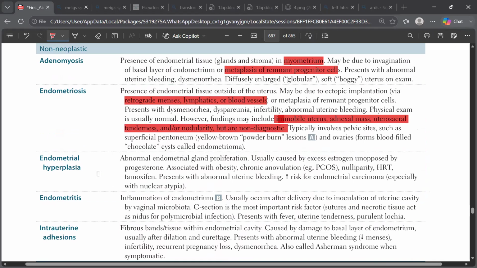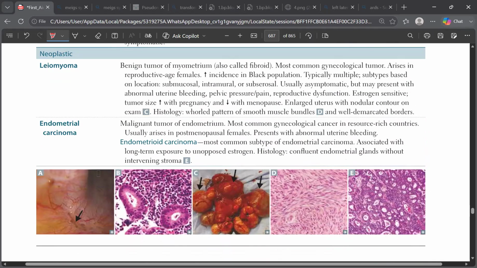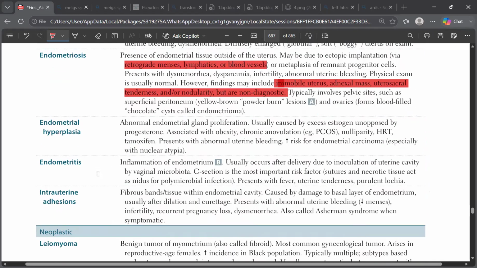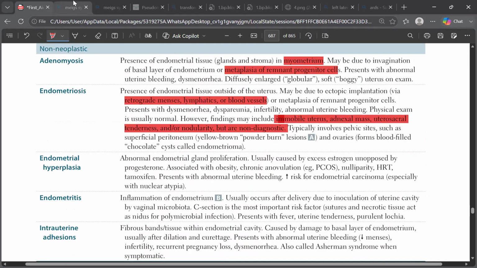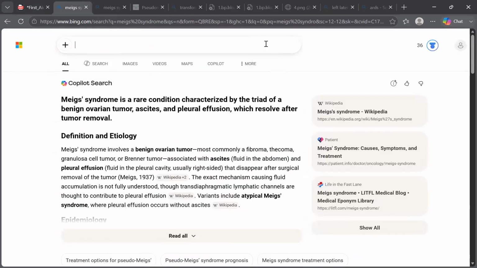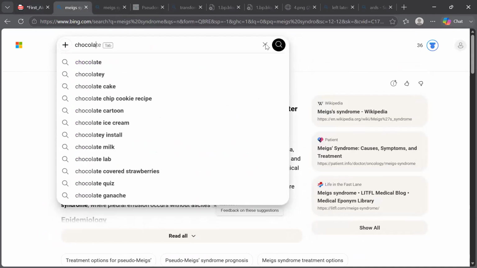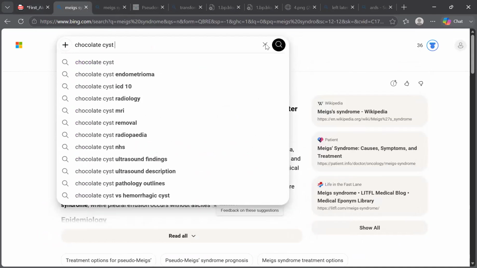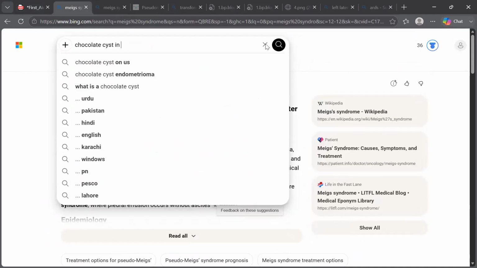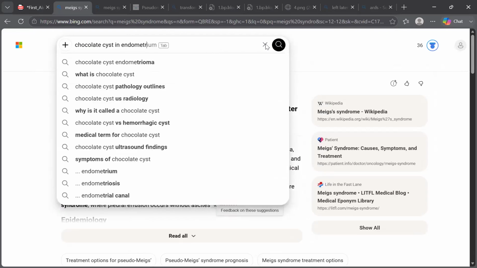And they have not shown the chocolate cyst, have they? But the chocolate cyst in the ovaries, in endometriosis, is an important link.